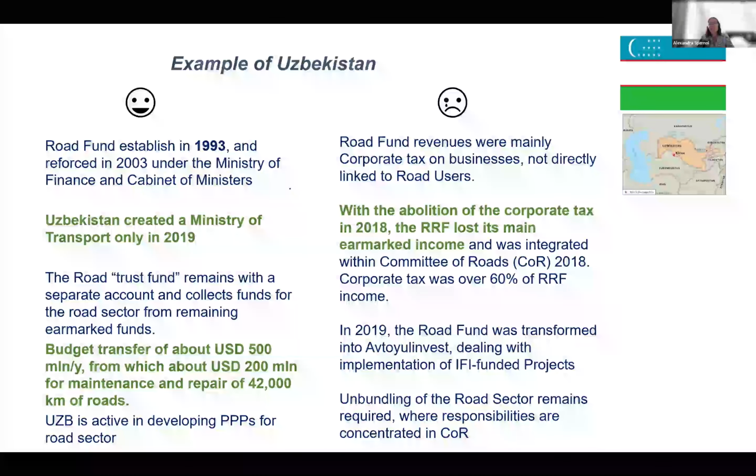Another interesting thing in Uzbekistan is that this is a country that didn't have a Ministry of Transport for 20 years since its independence. The Ministry of Transport only exists since 5 years now. So there was no coordination between the different sectors. For railways, they had a railway company, for roads, a road company, for aviation, an aviation company. Now it's starting to be a little bit of coordination between the transport modes. Now in 2018, with a change in government, the corporate tax was abolished. So the road fund lost its revenue, over 60% of which was this corporate tax.